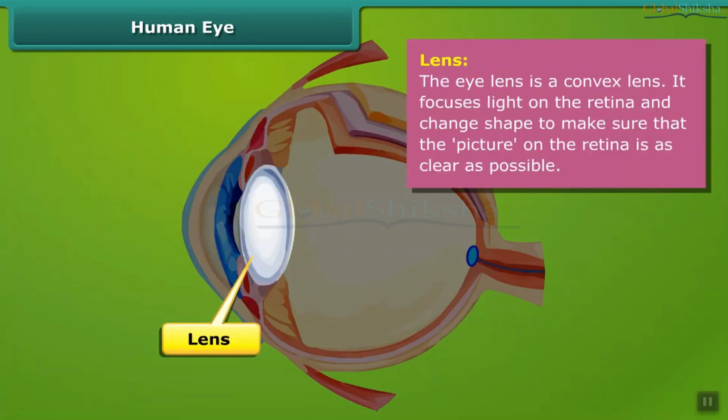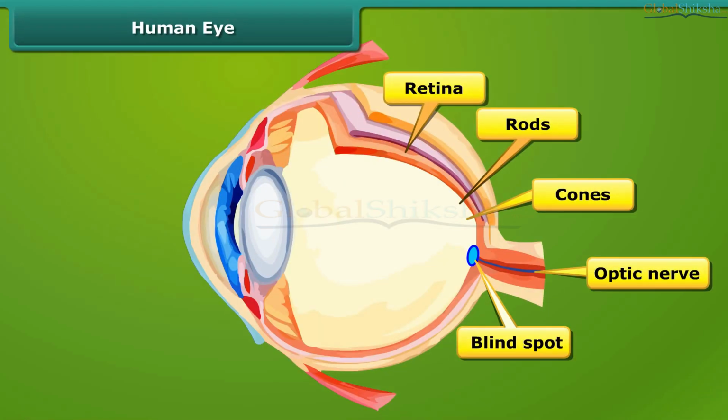Lens. The lens is located behind the pupil of the eye and is transparent. Being thicker in the center, it is a convex lens. It forms an inverted real image of the object on the retina. It changes shape to make sure that the picture on the retina is as clear as possible. Its adjustment is similar to the focusing of a photographic camera. To know more, click on the labels.